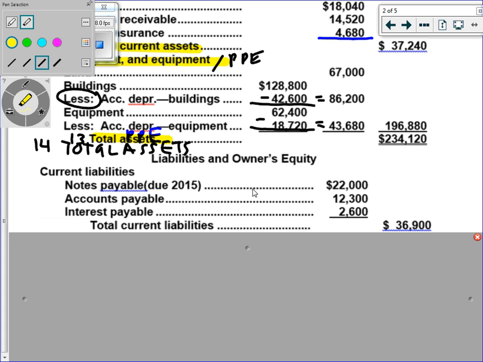Using my highlighter again, current liabilities with a total current liabilities. Love the format there. That looks nice.